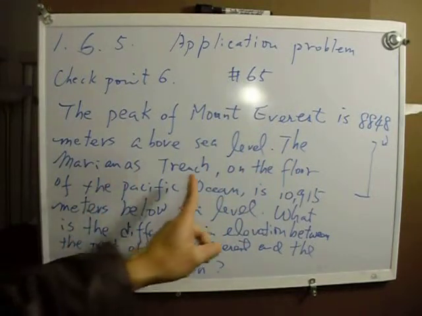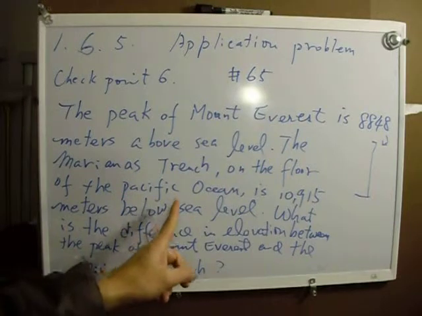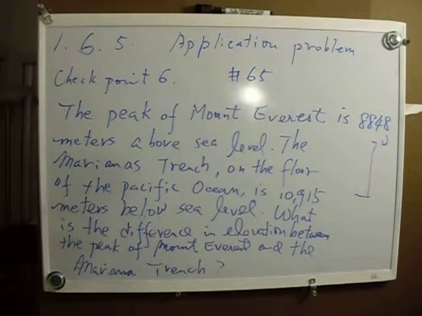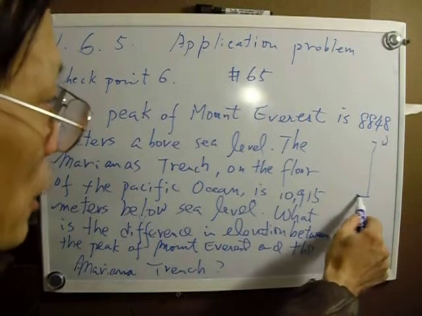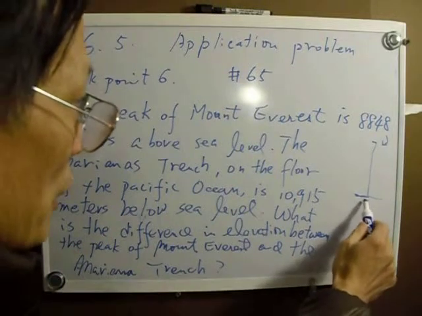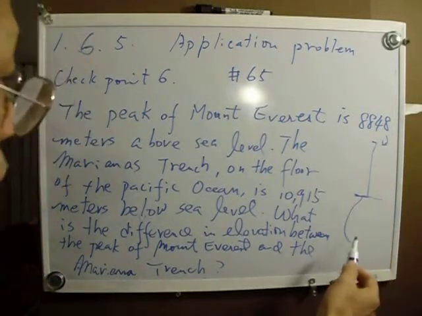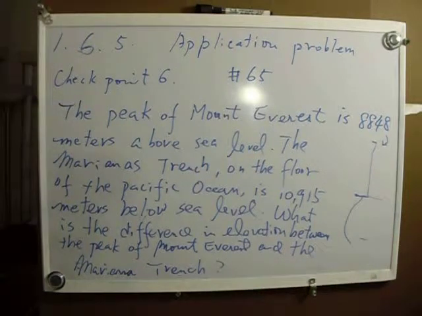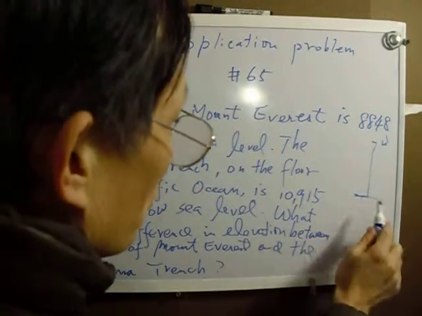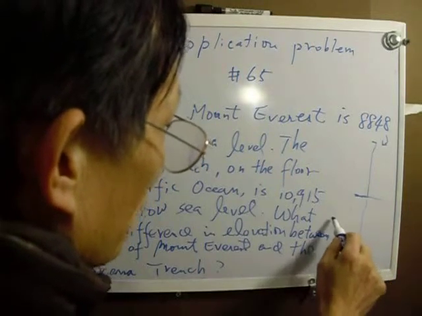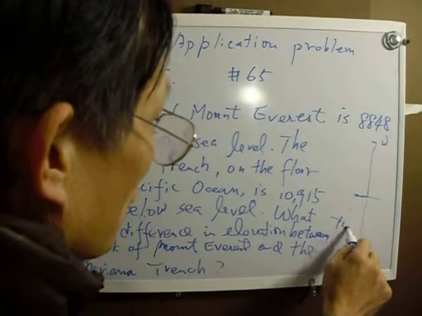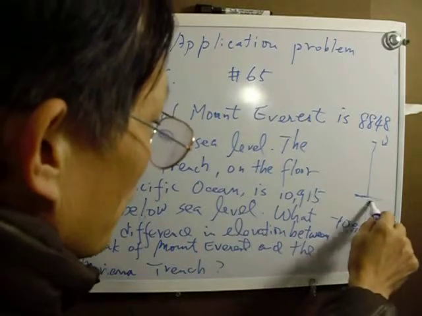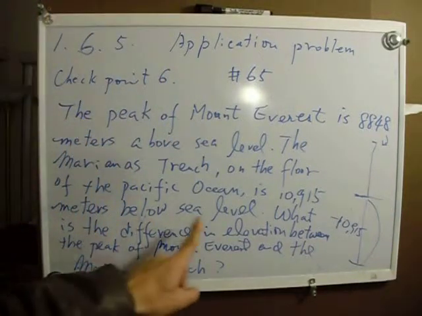The Mariana Trench on the floor of the Pacific Ocean is deep below sea level, which means the elevation will be negative. The sign will be negative. So this section is about 10,915. Meaning this is so deep, we're going to use negative 10,915 meters below sea level.